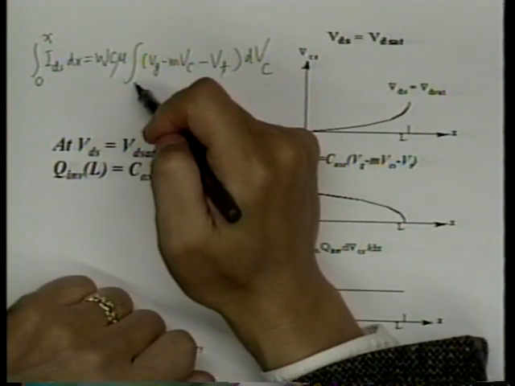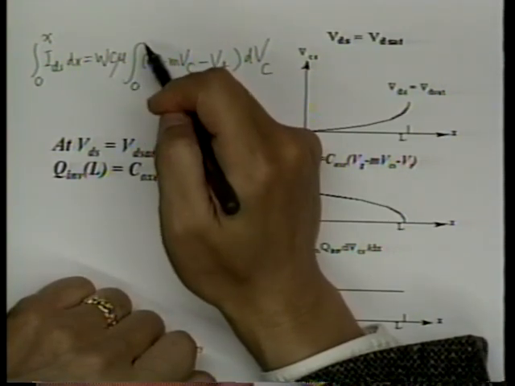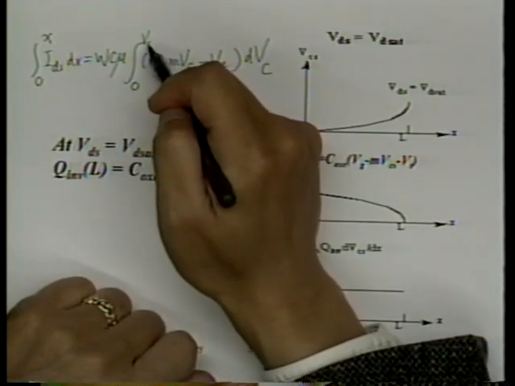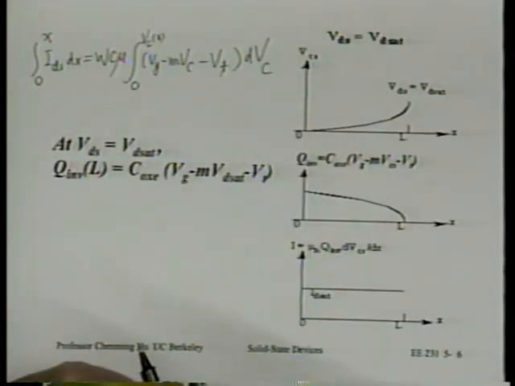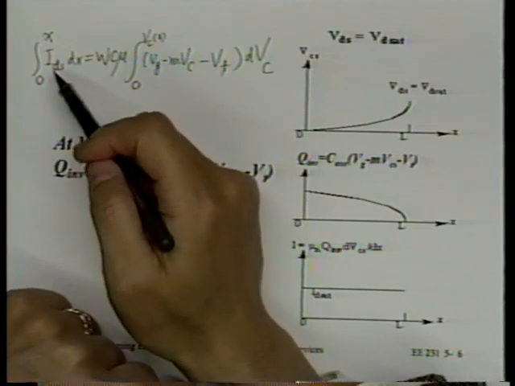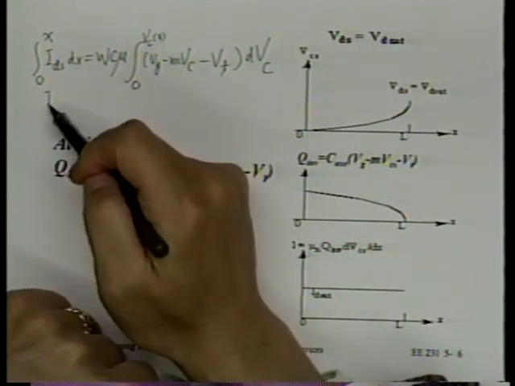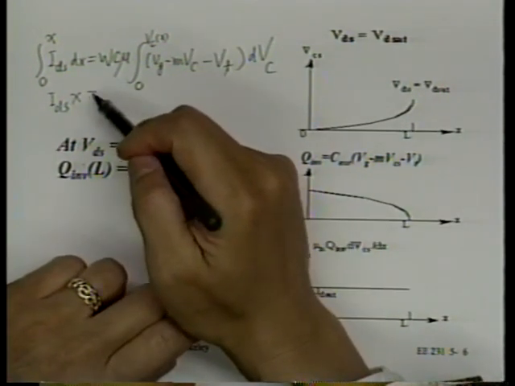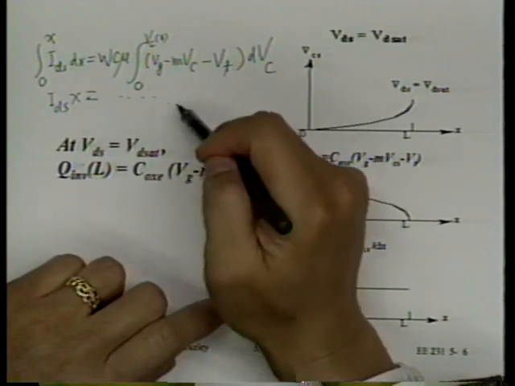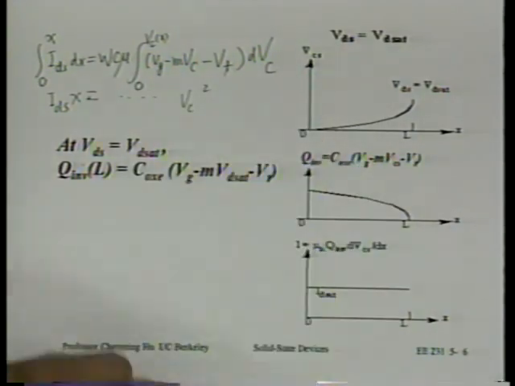Then here should be from 0 to what? Just VC, right? Not all the way to VDS. VC at a particular point in x. Turns out, the left-hand side can still be integrated. It's just equal to IDS times x. You see that? The left-hand side also can be integrated, and this time will involve some VC square term.